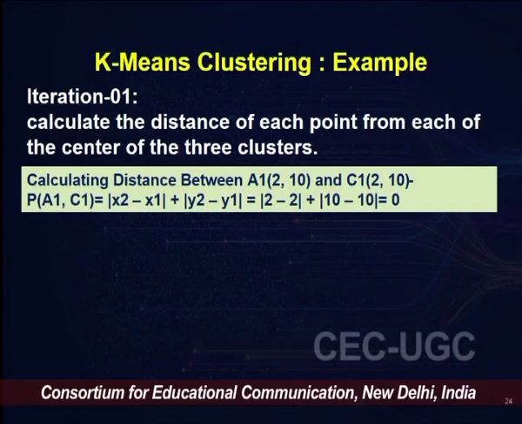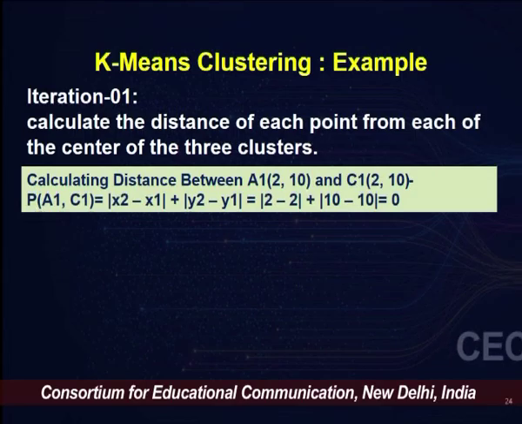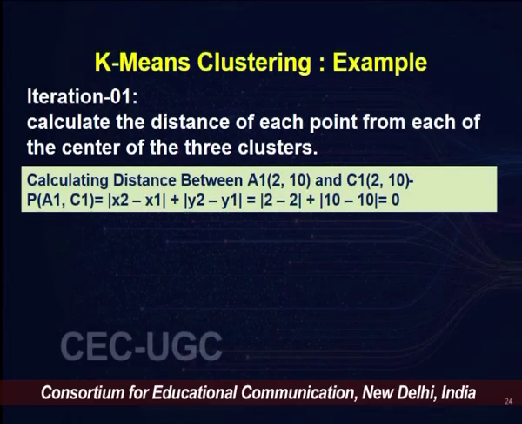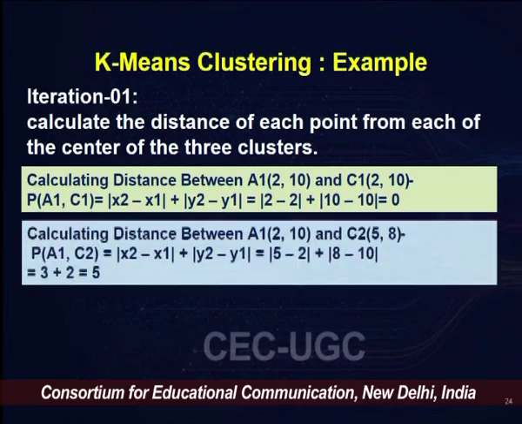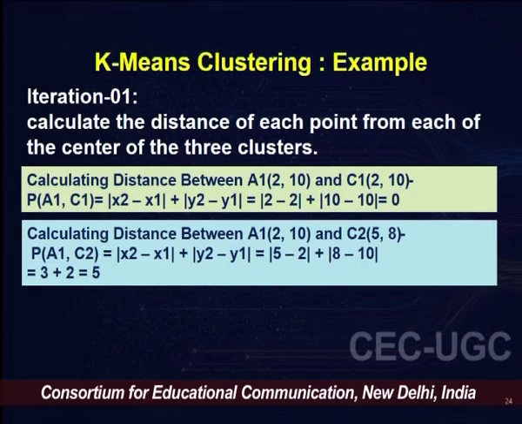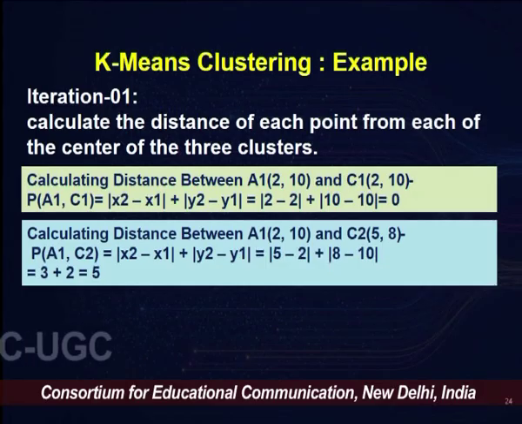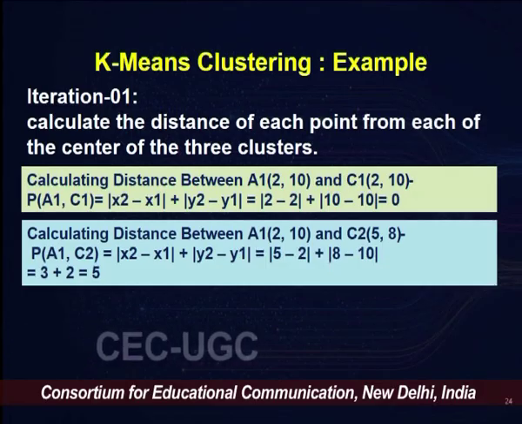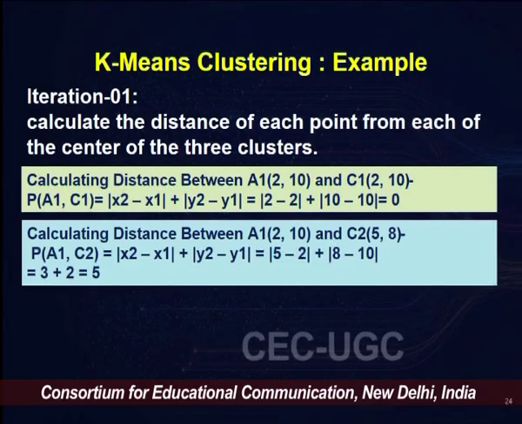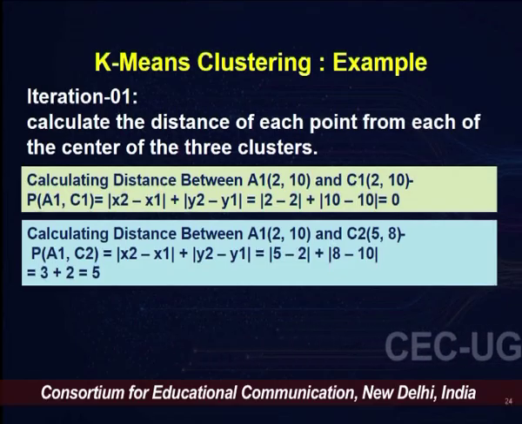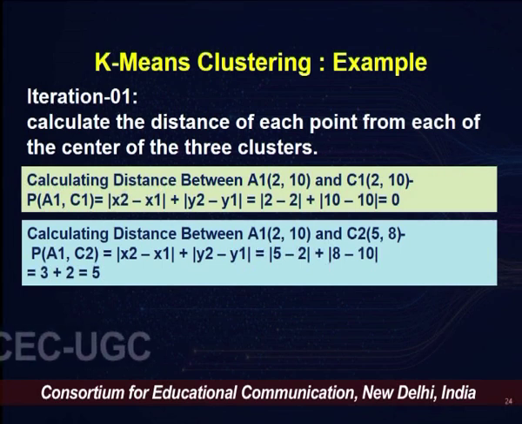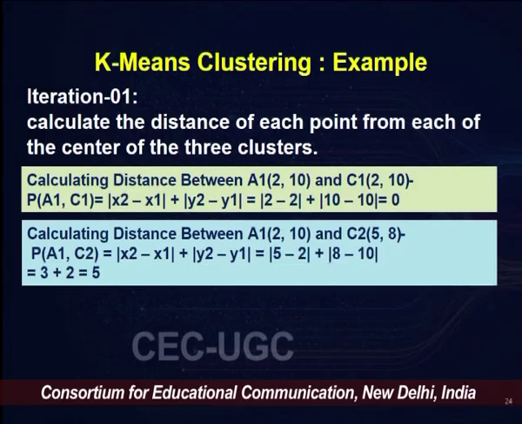So, what I am going to do is calculate the distance of each data point from the center of each of the 3 clusters. As you can see, for each of the data points, I am calculating the distance to these initially chosen 3 clusters, that is C1, C2 and C3. So, the data point, for example, A1, with respect to clusters 1, 2, 3.